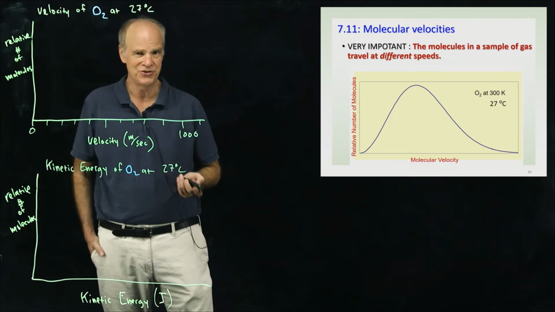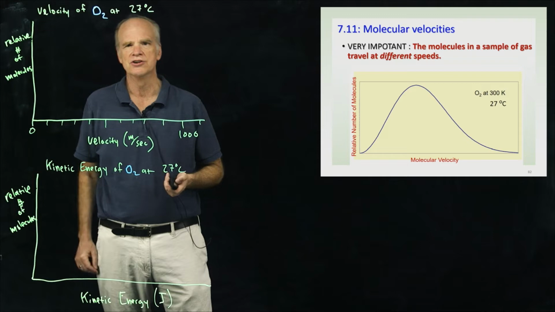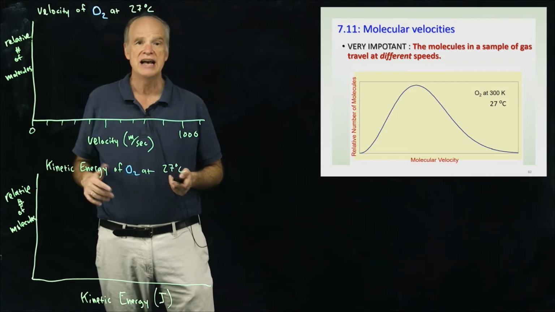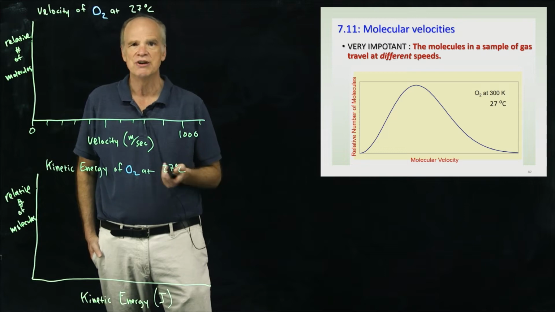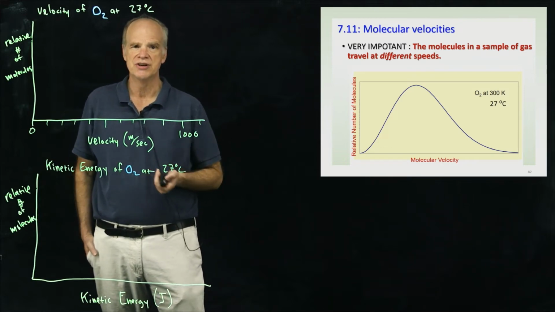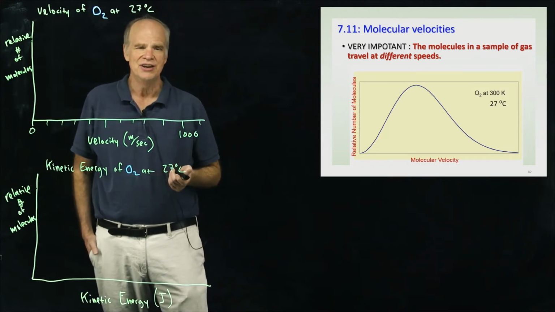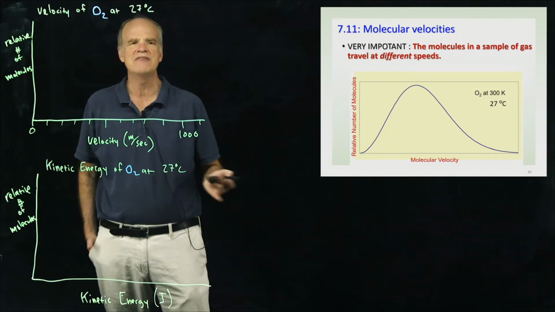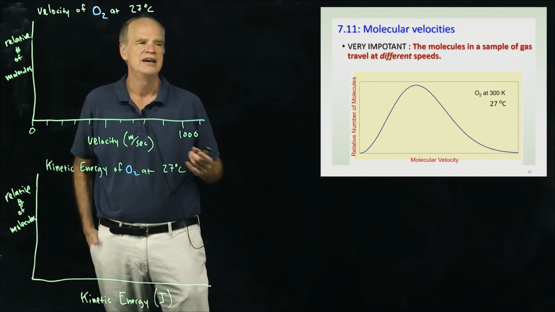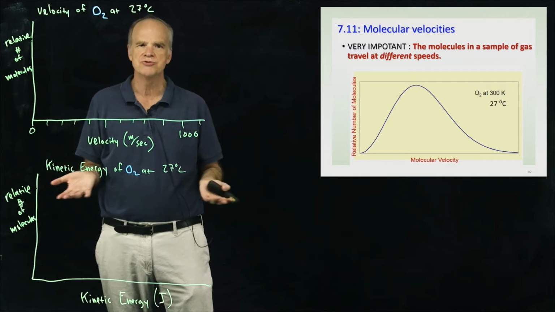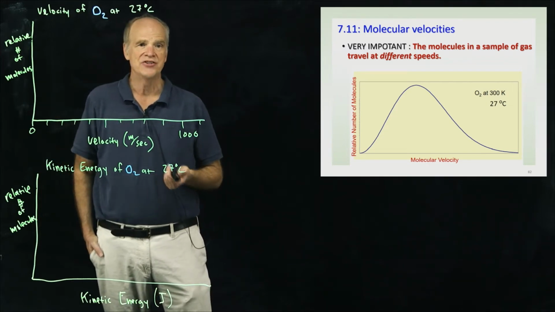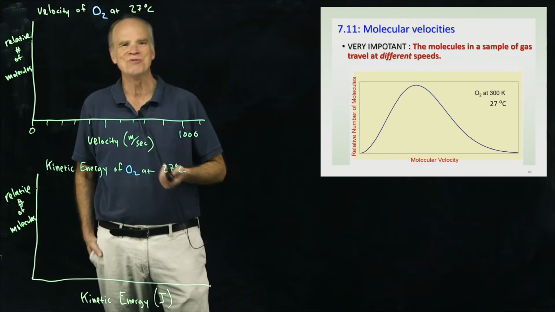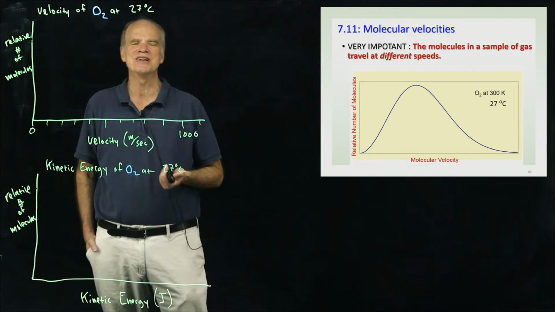Okay, so to start with, let's just look at a particular gas. Let's say we have a sample of oxygen gas, and it's at 27 degrees Celsius, which is 300 degrees Kelvin. Now, let's say you have a mole of it, and you know a mole of gas occupies about 22.4 liters of space, and that in that mole of gas, there are a lot of molecules. There are 6.022 times 10 to the 23 oxygen molecules.